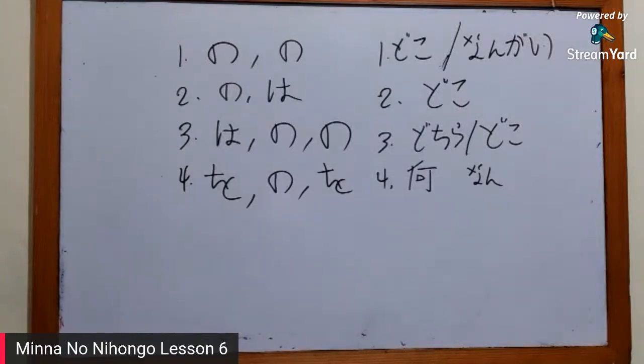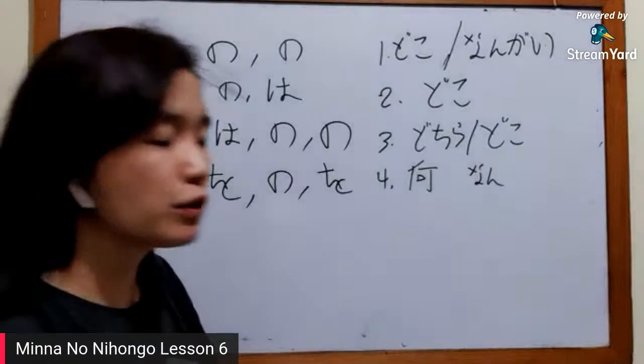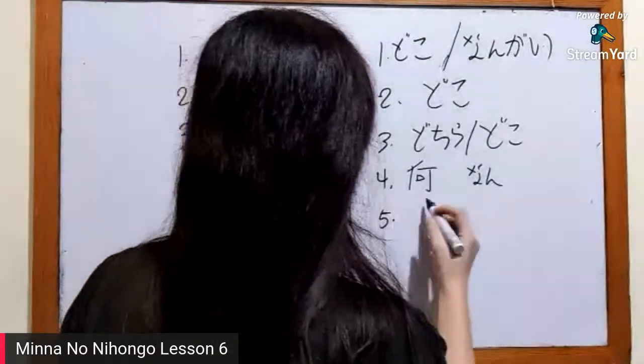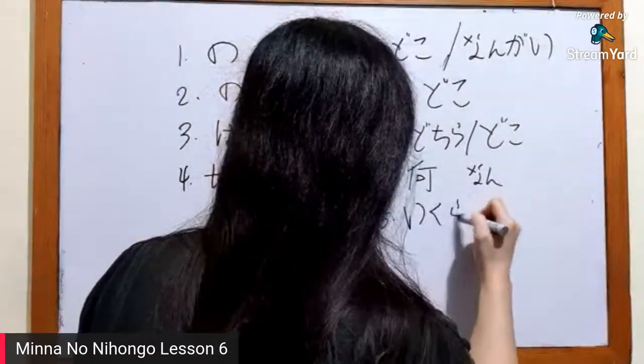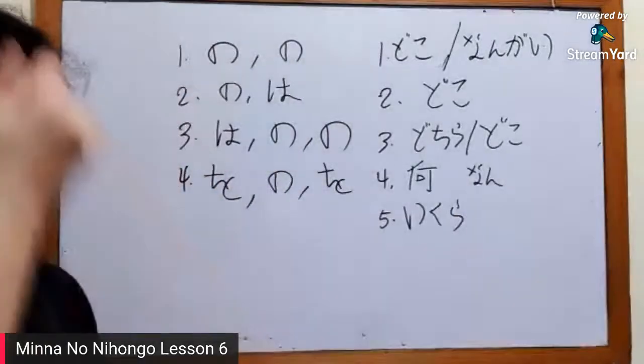Next, number 5. Sunotoki wa blank desu ka? 18,800 yen desu. So the answer is ikura. Okay? Sunotoki wa ikura desu ka? How much is that watch?